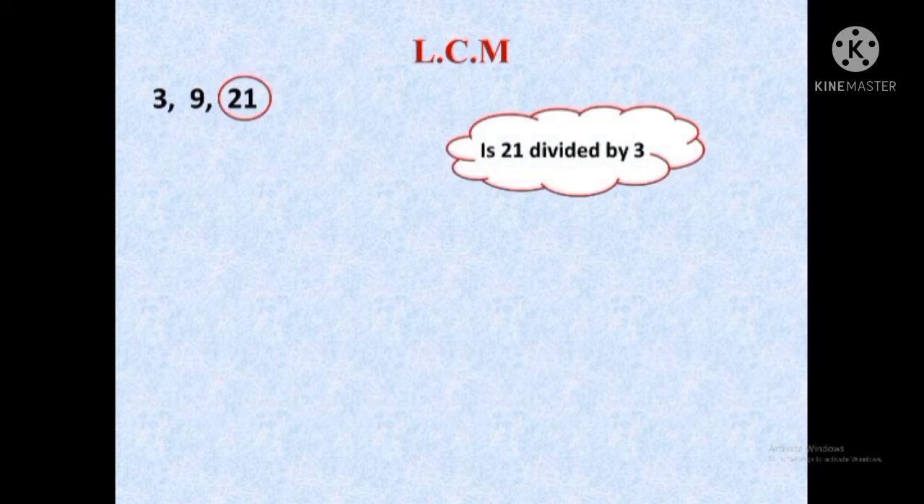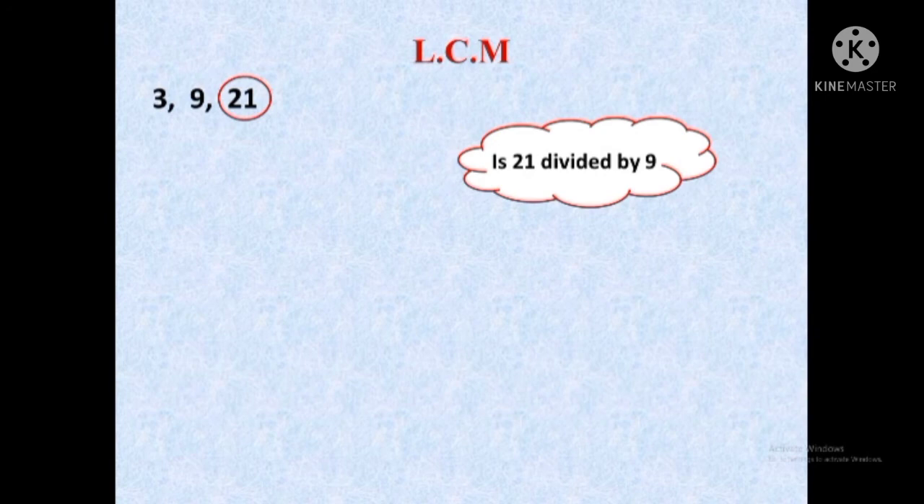Here we are going to find the LCM for the numbers 3, 9 and 21. So first as usual we are going to find the biggest number among these numbers. So the biggest number is 21. Let us take a note of that. Next we are going to check whether the number 21 is divided by 3. Yes, 21 is divided by 3, since 7 into 3 is equal to 21. Next we are going to check whether 21 is divided by 9. No, 21 is not divided by 9.